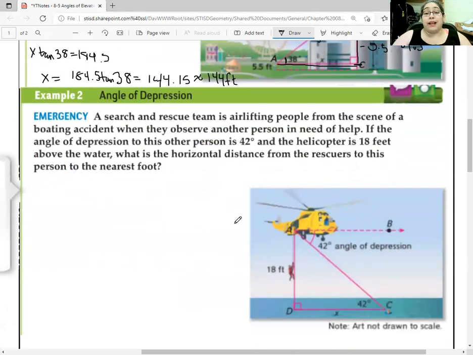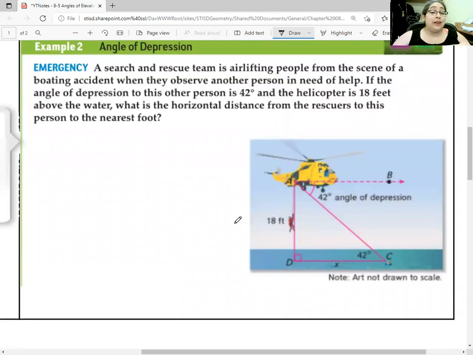We can do the same thing for an angle of depression, and here in this word problem, we are faced with an emergency. A search and rescue team is airlifting people from the site of a boating accident when they observe another person in need of help.